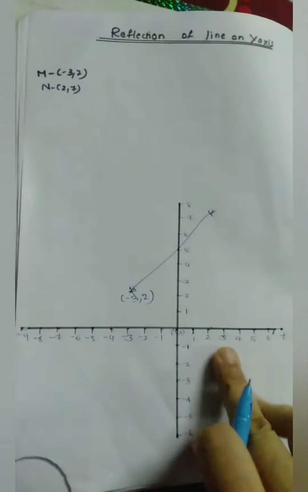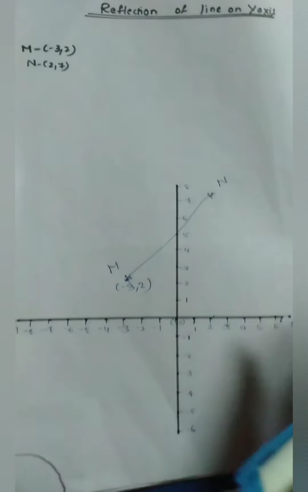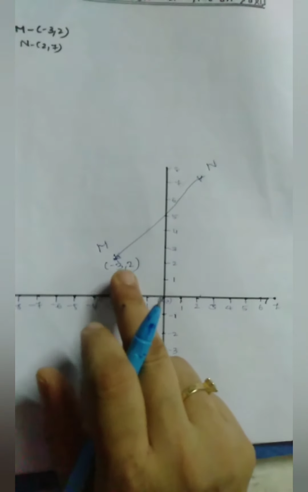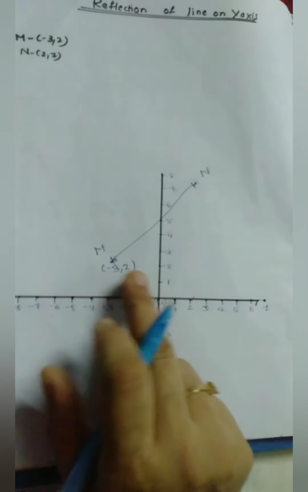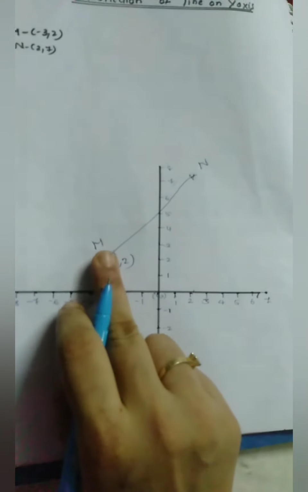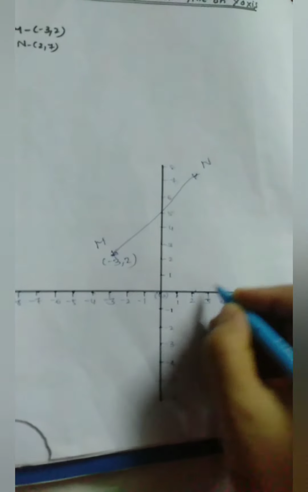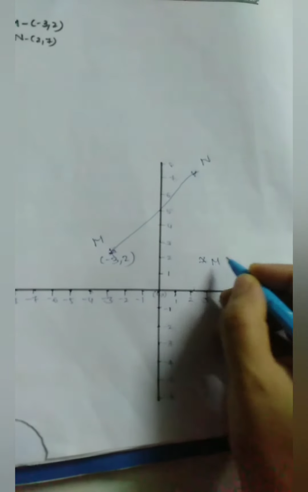Now, what is the reflection of this on the y-axis? Y-axis means what? The x-coordinate changes, right? What is the reflection of M on the y-axis? (-3, 2) becomes (+3, 2). That is here, (3, 2).